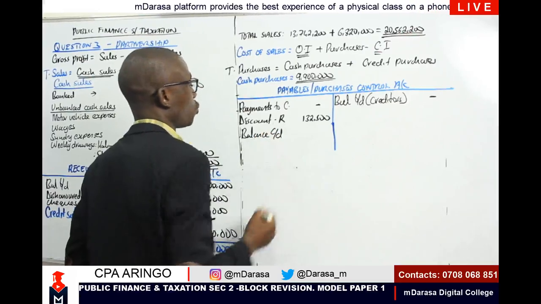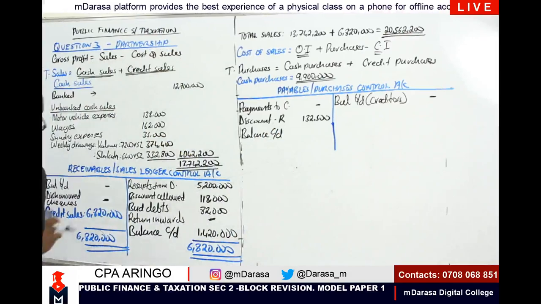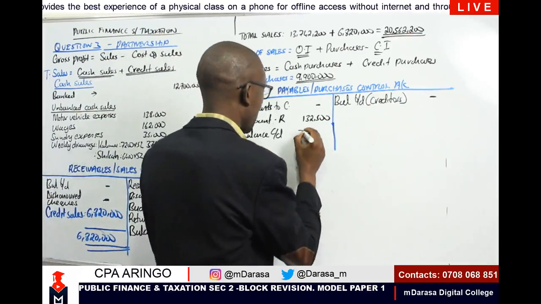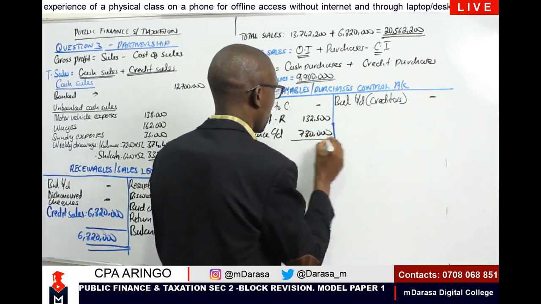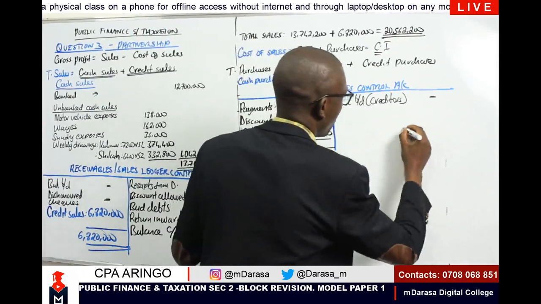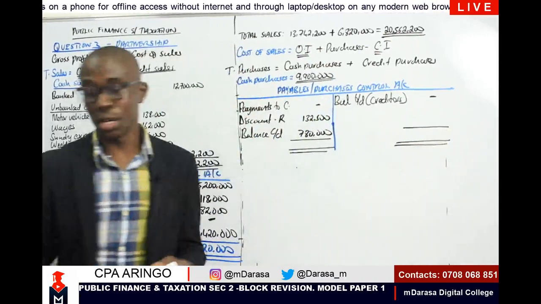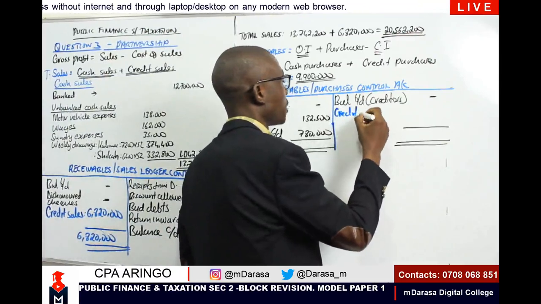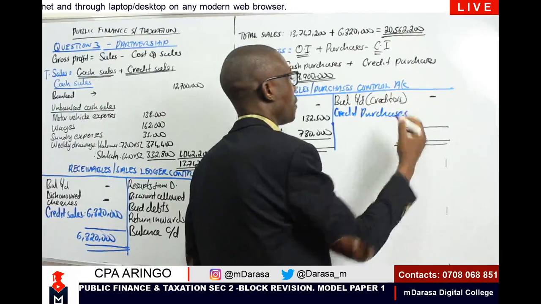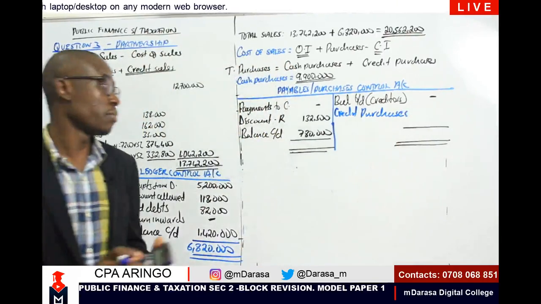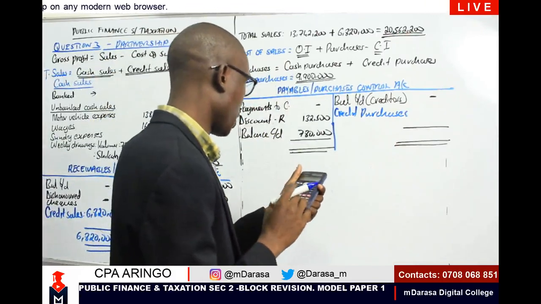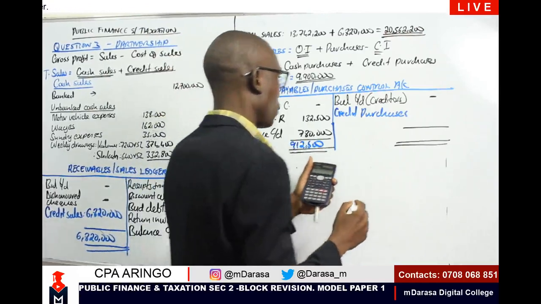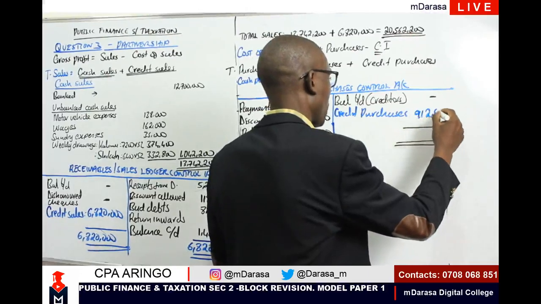Balance carried down, what will we have? We are given in note number five the balance carried down for suppliers, 780,000. So having that, we can clearly determine our credit purchases, which should be our balancing figure. How much will we have as our credit purchases? We should be talking of 780,000, my good students, plus 132,500. That should give me 912,500.